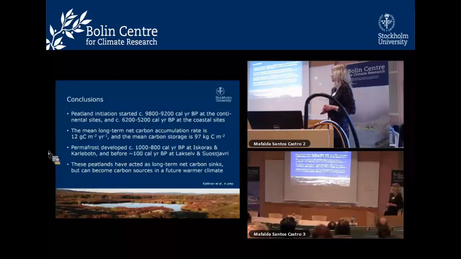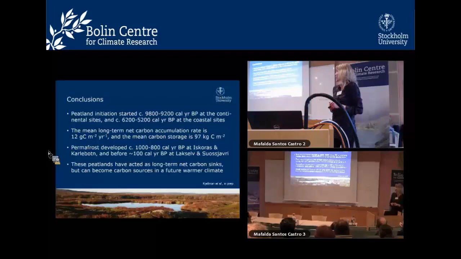If we look at the carbon that I said was really important but haven't talked so much about, I will talk a little bit about that now. So the mean carbon accumulation rate throughout the Holocene at all these four sites was 12 grams of carbon per square meter per year. And this fits quite well with a few previous studies that exist from this region. Also, the mean carbon storage was a little below 100 kilograms per square meter at the two coastal sites, which were more shallow and younger, but over 100 kilograms of carbon at the continental sites that were deeper and older, so that makes sense.